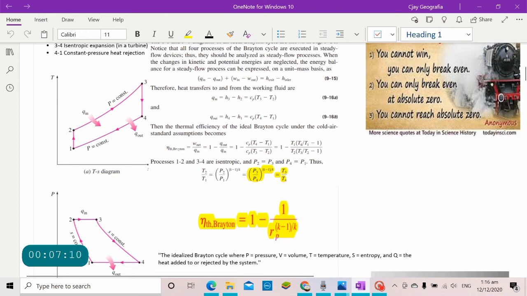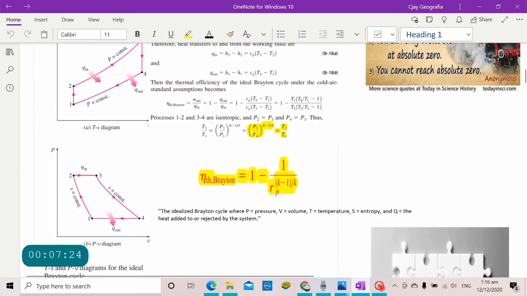Anyways, we can understand it more easily when we try to solve this and use this kind of formula. Processes 1-2 and 3-4 are isentropic, which is P2 equal to P3 and P4 equal to P1. Thus T2 over T1 is equal to P2 over P1 raised to (K minus 1) over K.